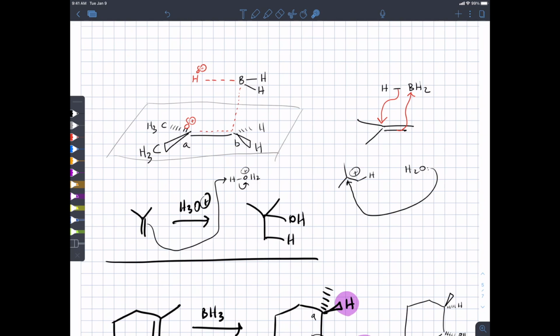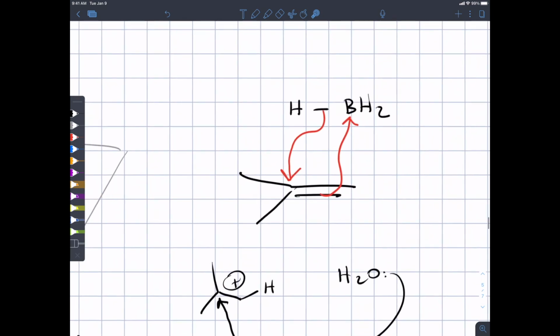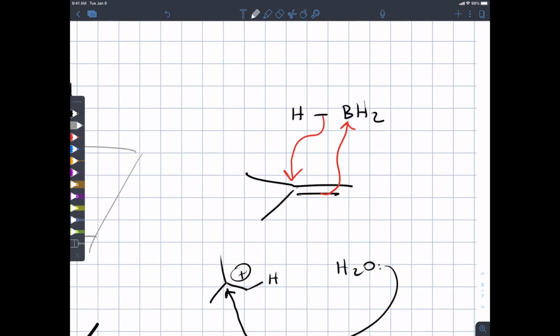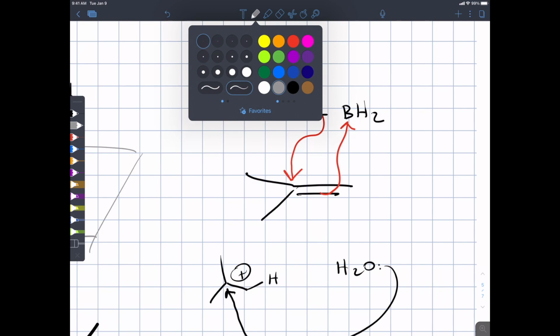Partial negative on the hydrogen because hydrogen's more electronegative than boron. Not hugely so, but enough to make a difference. Thanks, Dr. Price. Yep.